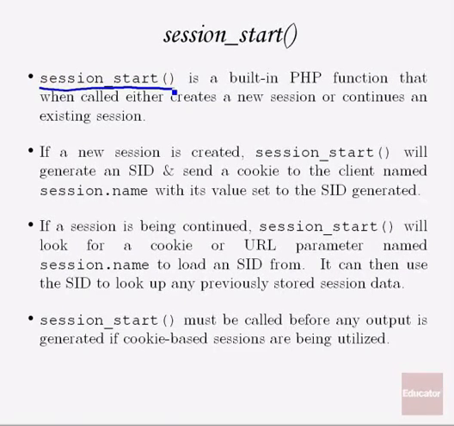Or if it does find a SID in the client's request, then it's going to be able to continue the existing session, and access any previously stored session data. So as mentioned, session_start is going to generate a SID, and will send a cookie to the client with that new ID if the session is new. The name of the cookie that it sets is the value of the session.name configuration directive in php.ini.